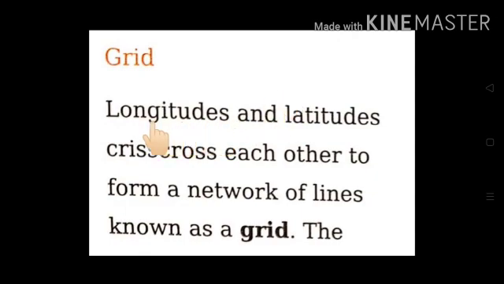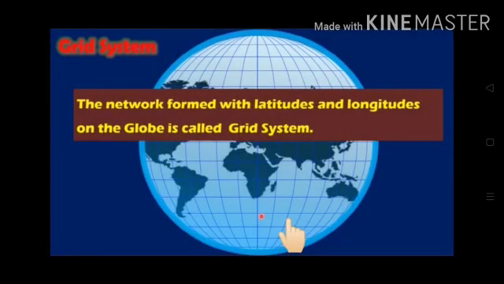Now put finger in your book and be attentive during the reading of the chapter. Grid. Longitudes and latitudes crisscross each other to form a network of lines known as a grid. Understood children? What is grid? The network formed with latitudes and longitudes on the globe is called grid system.